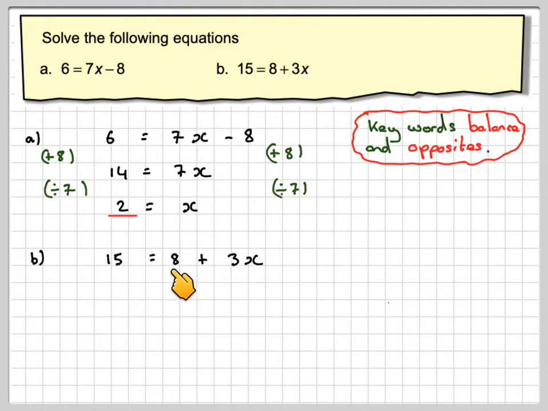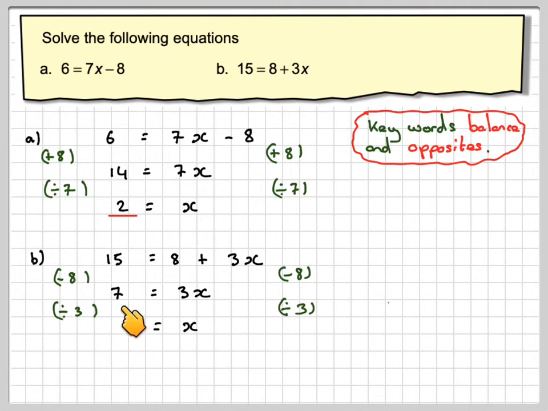B, we've got 15 is equal to 8 plus 3x. So again, we've got 8 plus, so we're going to subtract 8 from both sides. So 15 take away 8 is 7. 8 plus 3x take away 8 will just give me 3x. And now we're going to divide both sides by 3 because we've got 3 times x. So if we divide this by 3, I just get x.